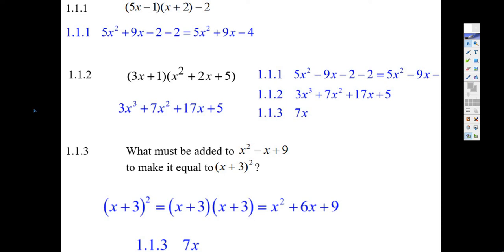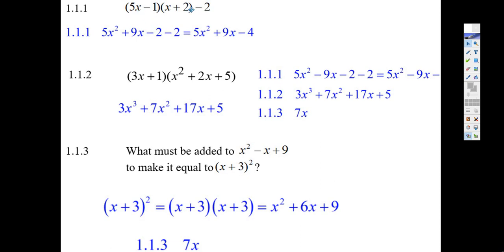Okay, these are the videos for the grade 10 practice control test, and let's just start. The first question, they want you to expand, to multiply this out. And you see 5x minus 1, you see x plus 2 here multiplied together, and then minus 2.